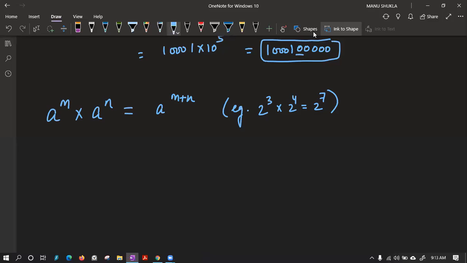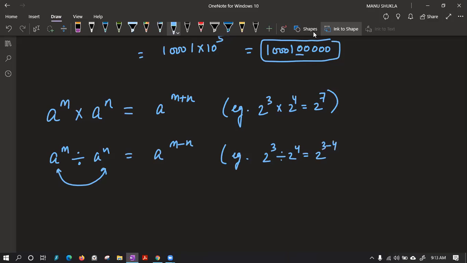Very easy. The second thing that we have learned is about division. If we have a power m divided by a power n, when the bases are the same and they're getting divided, we subtract the powers: a power m minus n. Example, 2 power 3 divided by 2 power 4, we will get 2 power 3 minus 4, that is 2 power minus 1. I hope it is clear to everyone. We are just comparing the base and the powers and utilizing them in the questions. Any doubts still here? Please ask.